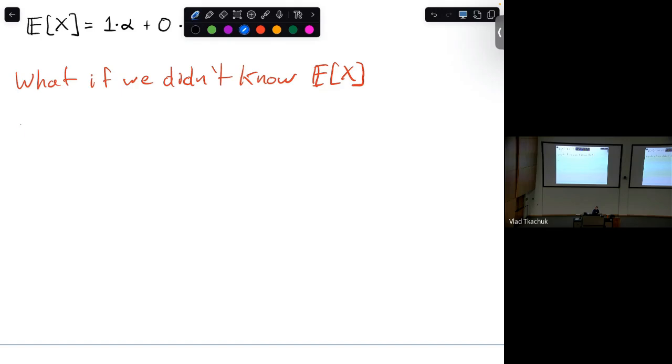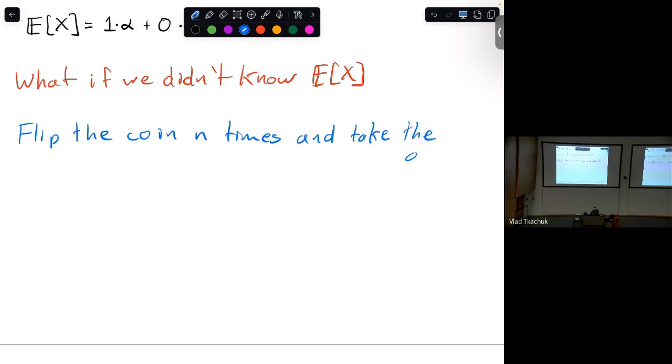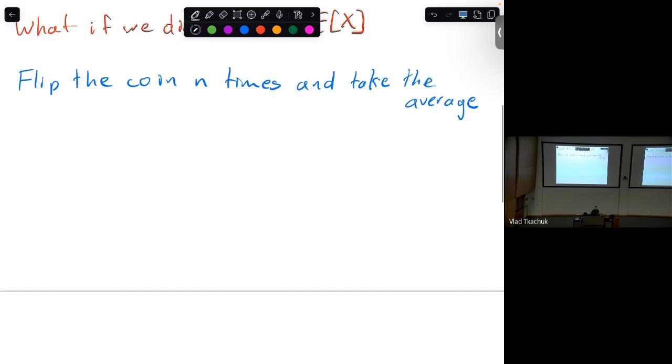some of the claims. Okay, so here's what we're going to do. We're going to flip the coin n times and take the average. And once again, we're going to try to formulate this more precisely. And so this is going to look like this. So now we're going to have a random variable x1 to describe the first flip of the coin, another random variable x2 to describe the second flip of the coin, and so on until we have n flips.